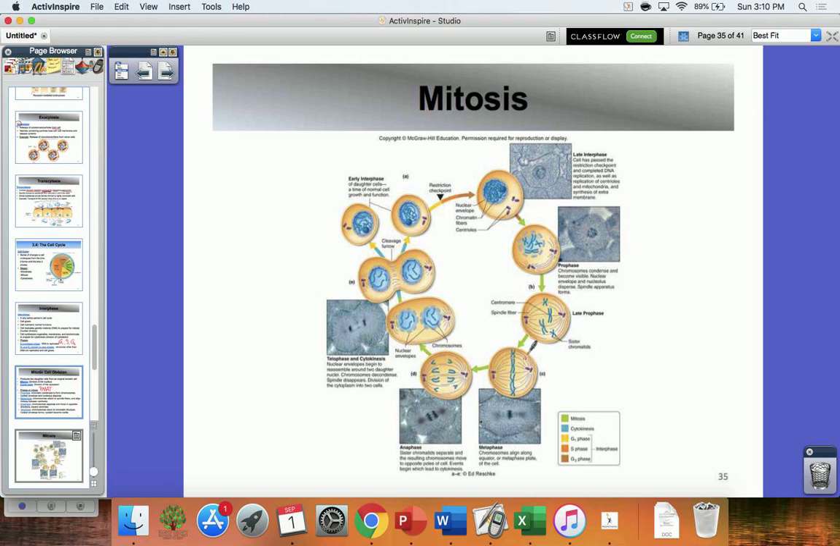Spindle fibers begin to attach. Anaphase, where the chromosomes are pulled to opposite ends. And then we have our telophase, where you see the nuclear envelope begins to form around both. And then eventually we have cytokinesis, where they're split into two.